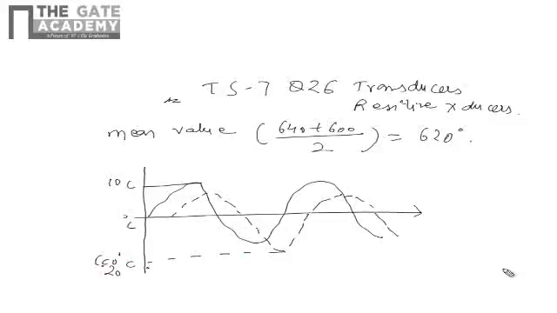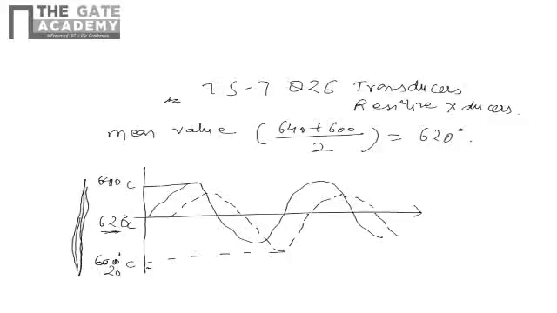It is 600, and it is 640. This value is 640 and this value is 620. Fine. So it is a mean value and it oscillates in between these two. So sometimes it becomes 640, sometimes it becomes 620, and like that it oscillates. Okay, so the mean value we found out is 620.